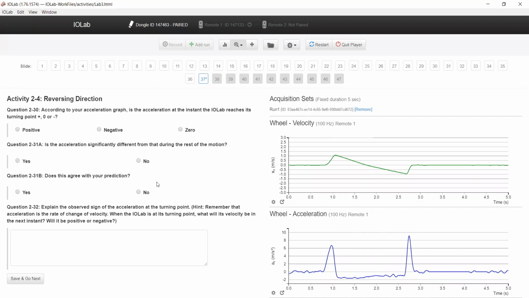Does this agree with your prediction? Explain the observed sign of the acceleration at the turning point. So you go ahead and explain. Acceleration is the rate of change of velocity, as I've already told you. So explain the sign of the acceleration at the turning point. Saying the rate of change, you can take one point here on the positive side and one point here, and if you do the rate of change calculation from one point to the other, you may get an expression like that. Explain in your own notes, answer the questions, and click save and go next.